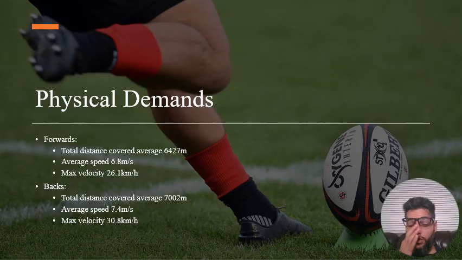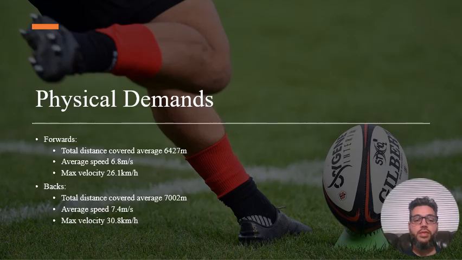So just looking at a few of the physical demands, total distance covered for forwards is around 6,400 meters, while for backs it's 7,000. So the backs are definitely going a lot more distance during games, while their average speed is 7.4 versus forwards at 6.8. So they also are going a lot faster.